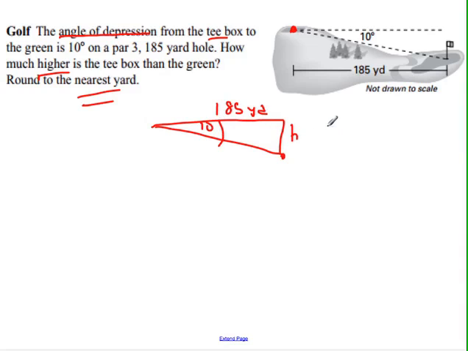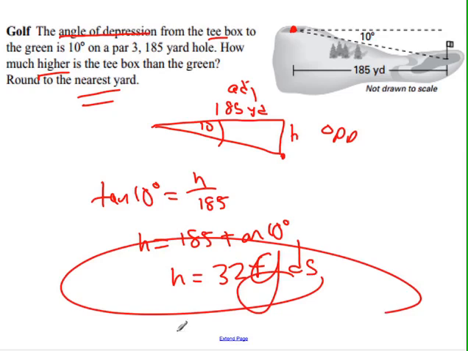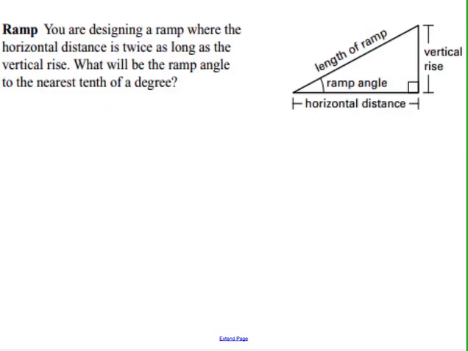This is going to be our opposite side over here. This is our adjacent side, so we're going to use the tangent. We'll say the tangent of 10 degrees equals H over 185. H equals 185 times the tangent of 10 degrees. That gives us H equaling a really nice 32 yards. I almost wrote feet. Those are yards. Nice handwriting. That's awesome. 32 yards.